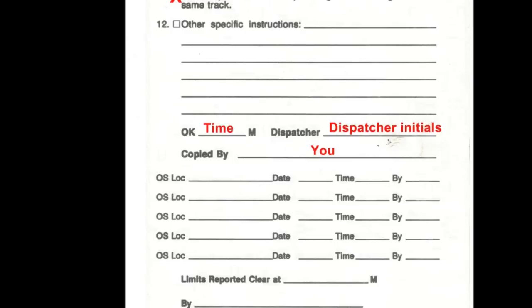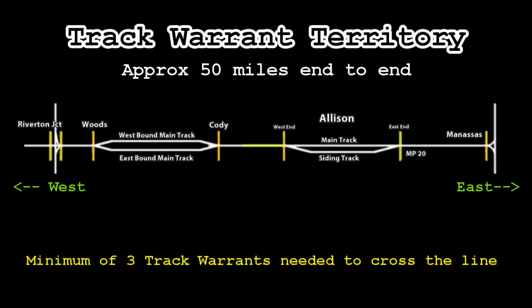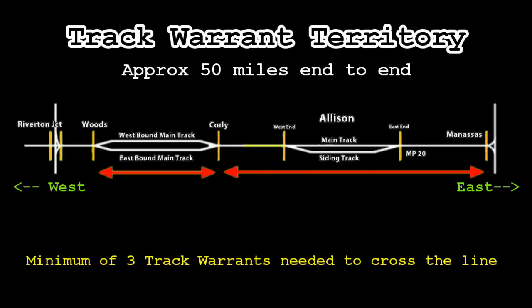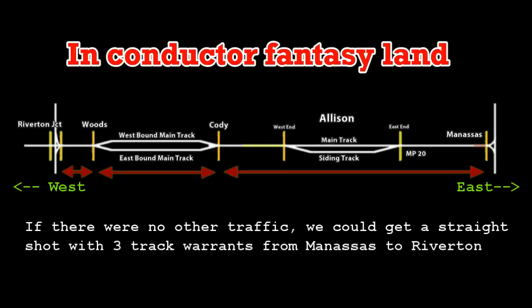Alright, speaking of real, let's set this up and take a look at a real stretch of railroad as it was in the late 1990s and early 2000s. At this time, I worked for Norfolk Southern out of Manassas, Virginia. On this line at the time, you needed a minimum of 3 track warrants to cross the line, but that rarely happened. Okay, right to left, which is east to west leaving Manassas, you could go all the way to Cody, a named point. At Cody, the line separated into 2 mainline tracks between Cody and Woods, hey, another named point. Here you had the eastbound main and the westbound main. Once you got to Woods, it was single track between there and Riverton Junction.